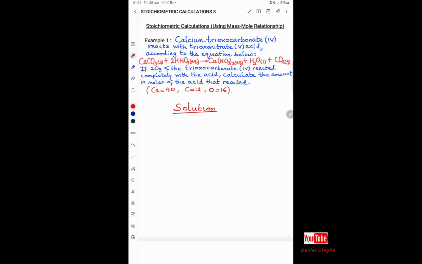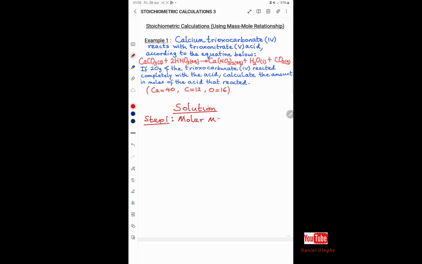The first thing we are going to do is to calculate the molar mass of the trioxocarbonate(IV). Anytime you are given the mass in gram of a substance in a question like this, you will always need the molar mass to solve the question. So we are going to calculate the molar mass of the calcium trioxocarbonate(IV) by using the atomic masses given in the question. So let's calculate the molar mass. That's the first thing we do.